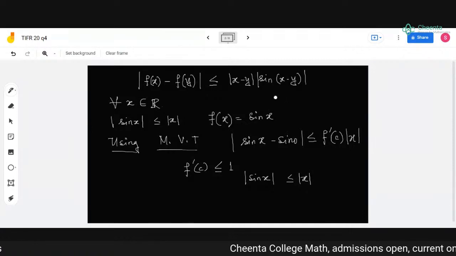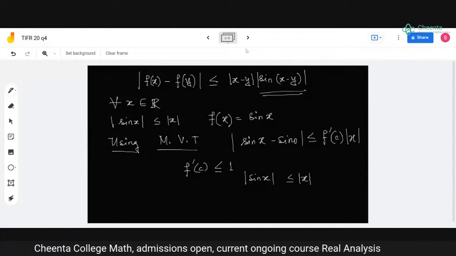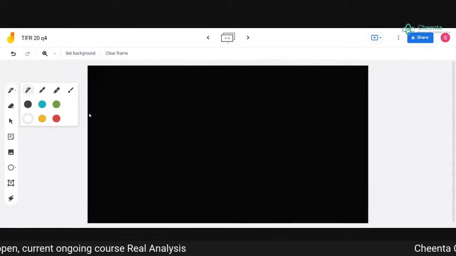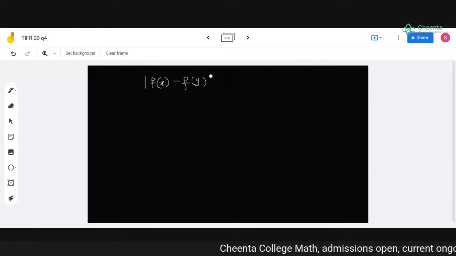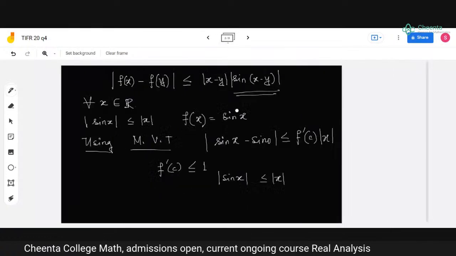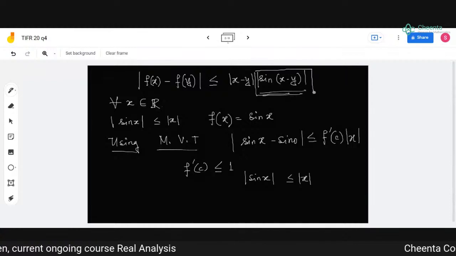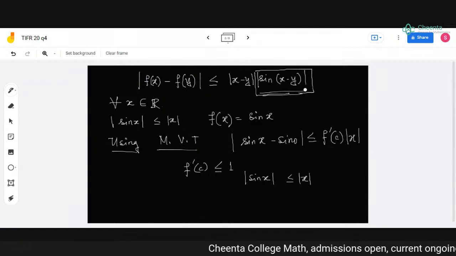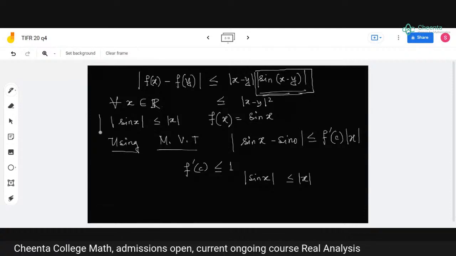Now, if you apply this here in this inequality, what do you have? So you get this, that mod of f of x minus f of y is less than or equal to mod of x minus y whole square. Right? Because I have just replaced mod of sine of x minus y, which is less than or equal to mod of x minus y. So I have just replaced that. So you can actually write it here by using this inequality.